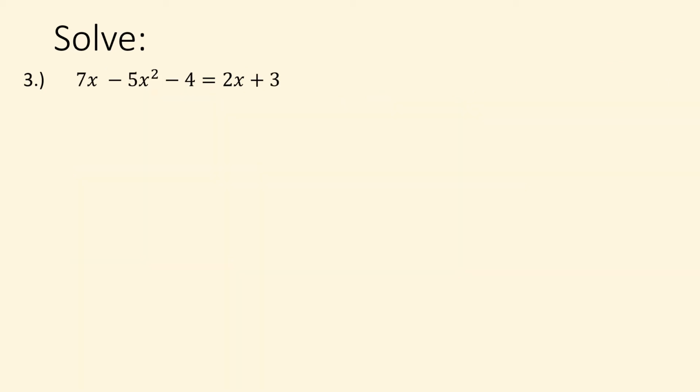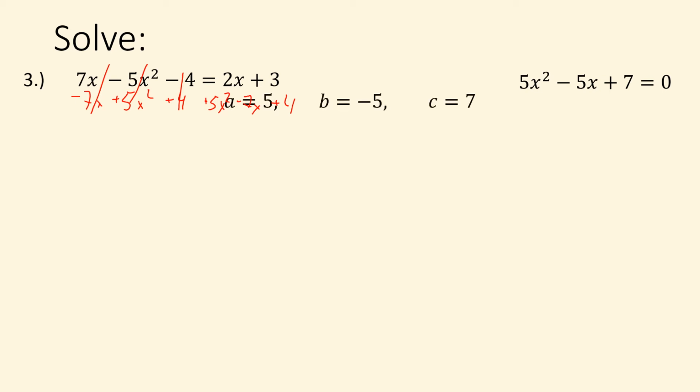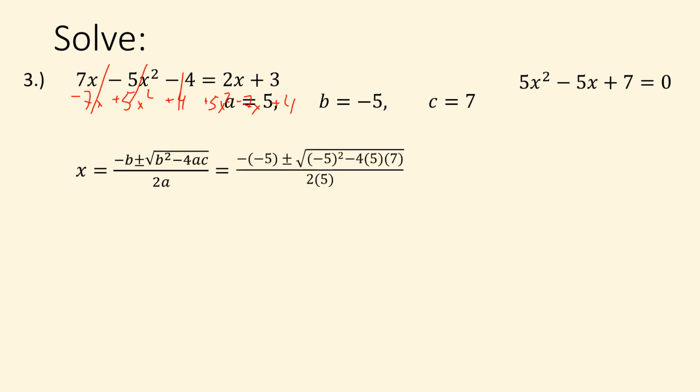One more quadratic formula problem. Here we can see the x squared is negative, so I'm going to move this to the right side over here. I'm going to move the 7x and the 4 also. Minus 7x plus 4. All right, so we end up with 5x squared minus 5x plus 7. We have our a, our b, and our c. 5, negative 5, 7. Plug it in.